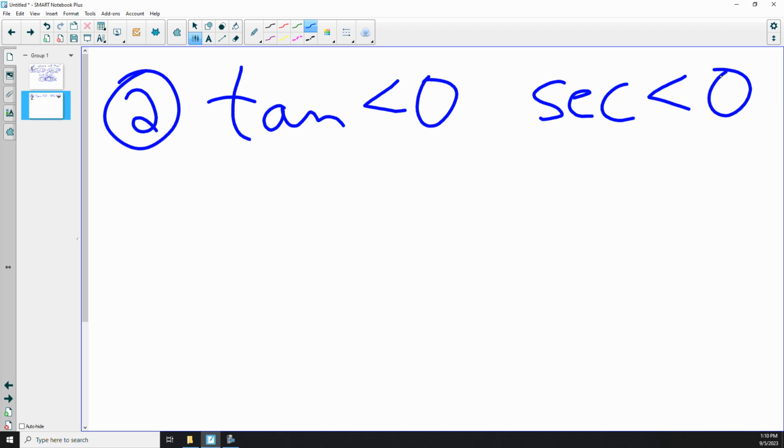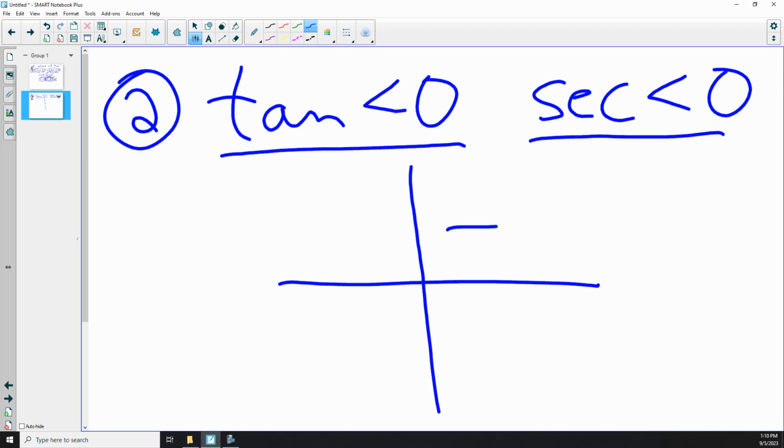How about that one? Tangent is less than 0, secant is less than 0. Work it out and shoot me the finger. 1, 2, 3, or 4. If it's 1, don't shoot the bird at me. Use your index finger, not your middle finger. 1, they're less than 0. So tell me, y'all got a lot of rust on you, I can tell.